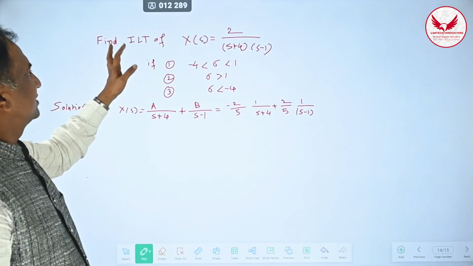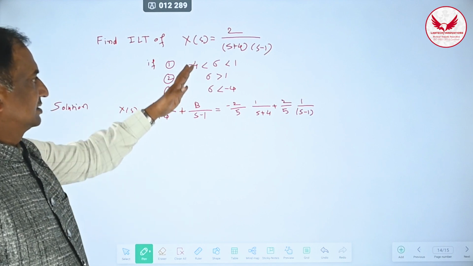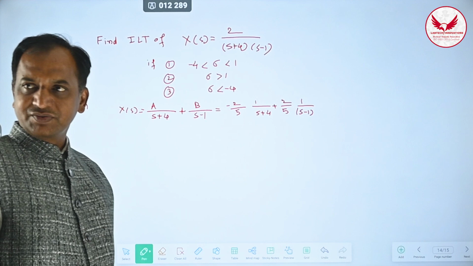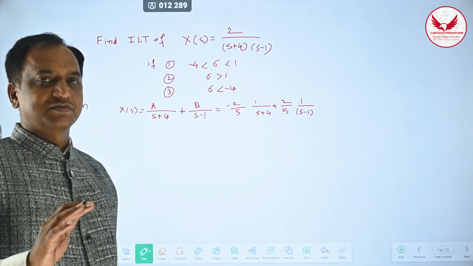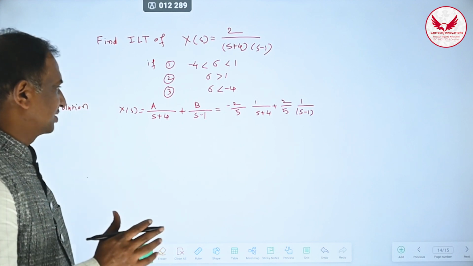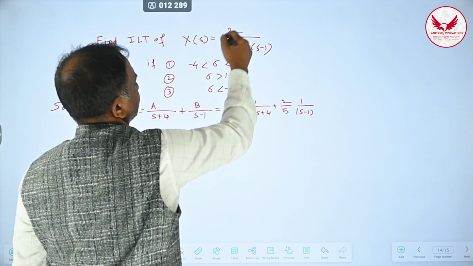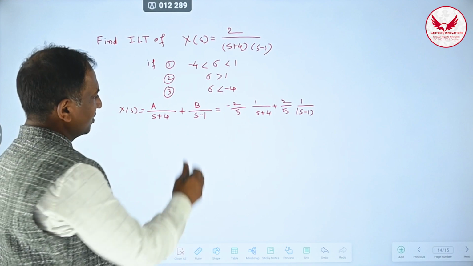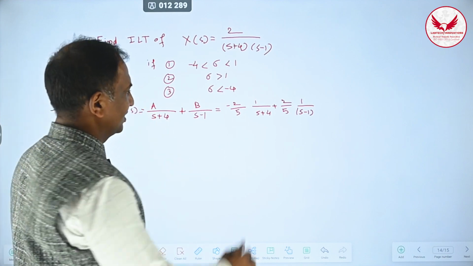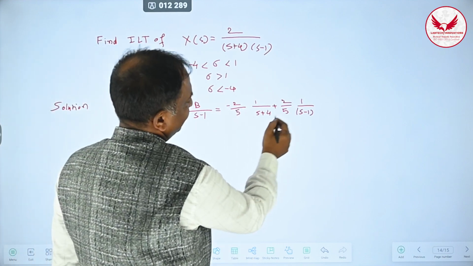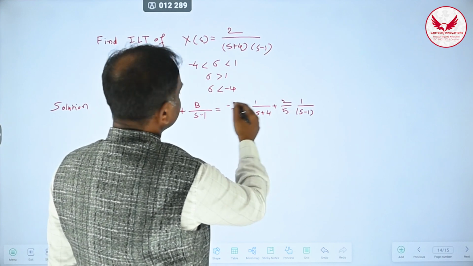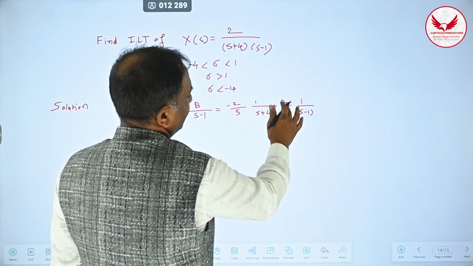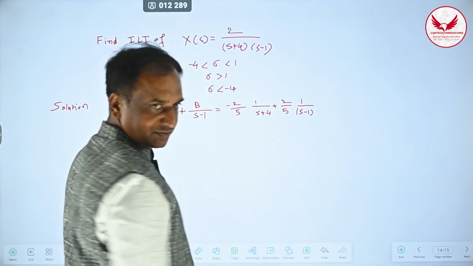Now the next problem is to find the inverse Laplace transform of this. So here ROC is given. If ROC is given, it means it is a bilateral inverse Laplace transform. First thing, you find out the partial fraction coefficients. So you can write X(s) as a upon s plus 4 plus b upon s minus 1. By using partial fractions, you will get a equal to minus 2 by 5 and b equal to 2 by 5. So you can write X(s) is equal to minus 2 upon 5 into 1 upon s plus 4, plus 2 upon 5 into 1 upon s minus 1.